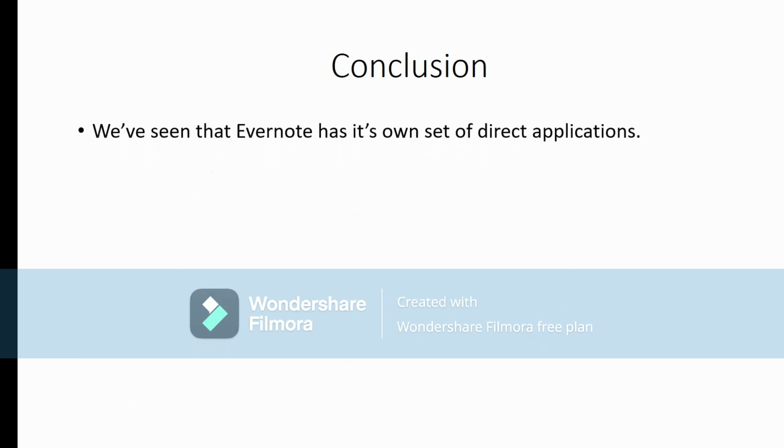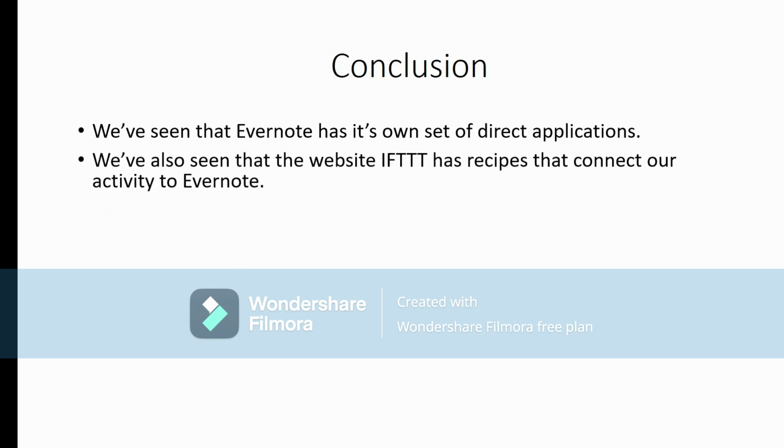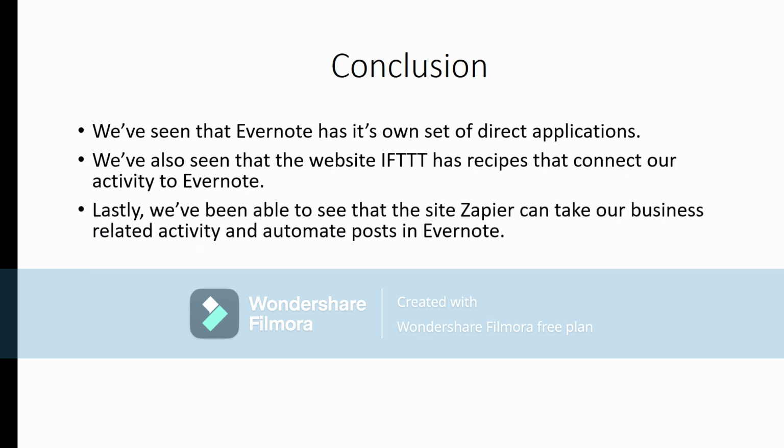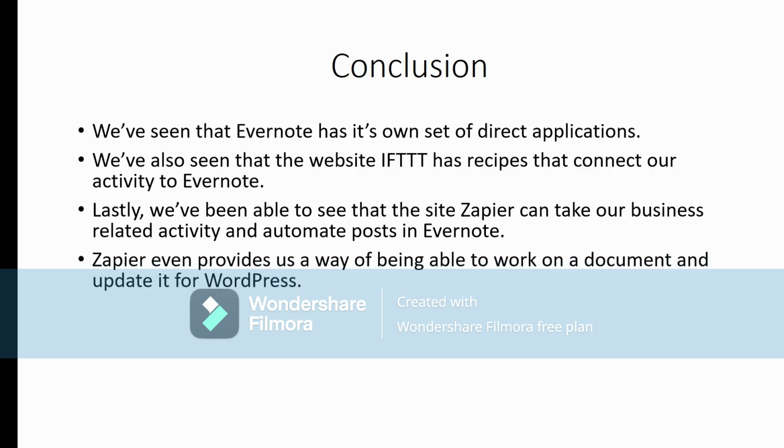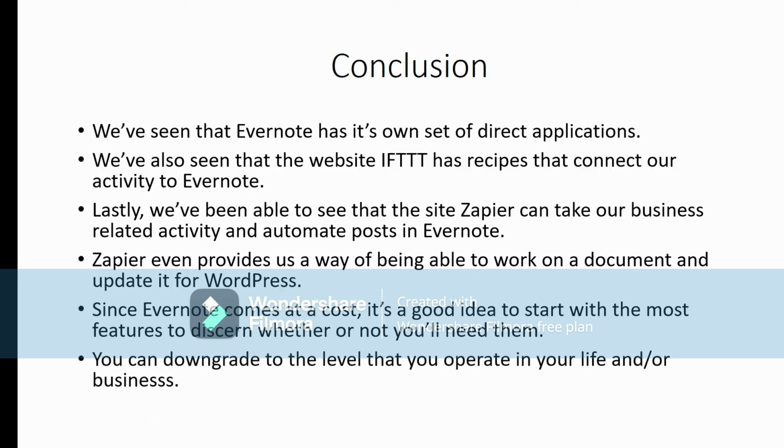And we've seen that Evernote has its own set of direct applications. Now, we've also seen that the website IFTTT has recipes that connect our activity to Evernote. And lastly, we've been able to see that the site Zapier can take our business related activity and automate posts in Evernote. Zapier even provides us a way of being able to work on a document and update it in WordPress. Now, since Evernote comes at a cost, it's a good idea to start with the most features to discern whether or not you'll actually need them. Of course, you can then downgrade to the level that you operate in your life and in your business.